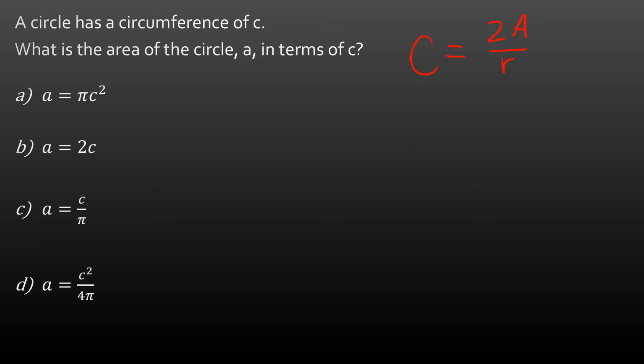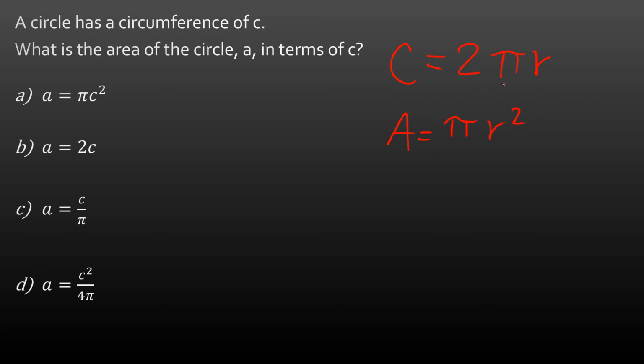So it says the circumference of a circle has a circumference of c. What is the area of the circle in terms of c? And it tells us up above that circumference is equal to 2 times the area divided by the radius. Okay. I don't like using this. I'm going to do a different way. I think it makes it a bit confusing. So I'm going to have 2 pi r, and my area is equal to pi r squared.